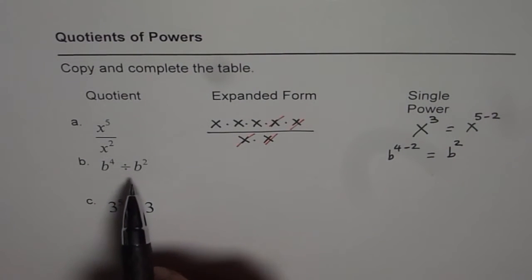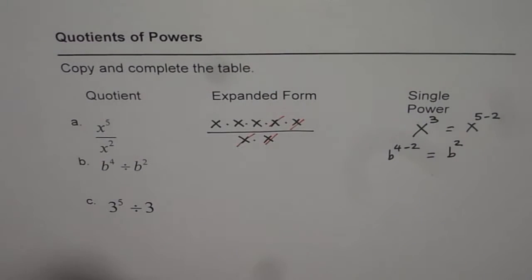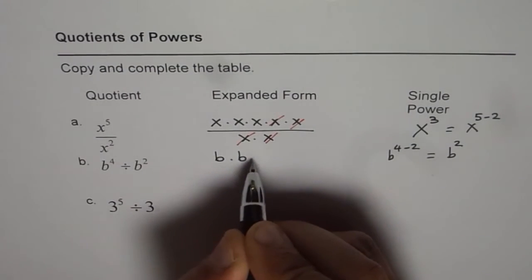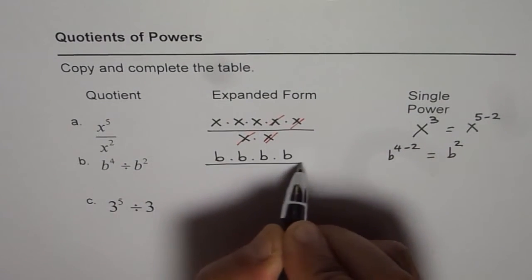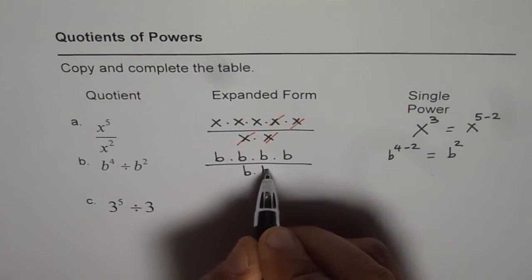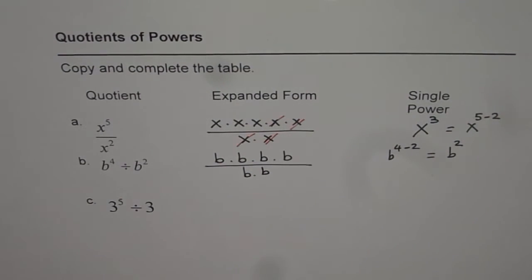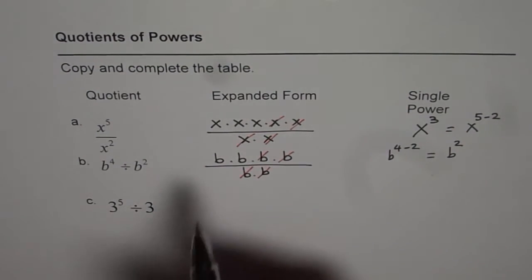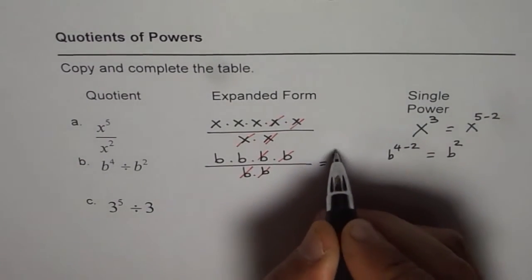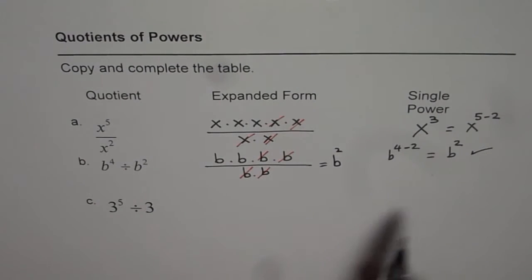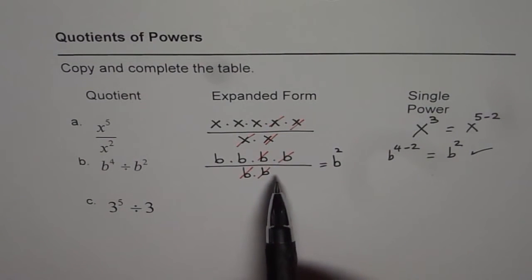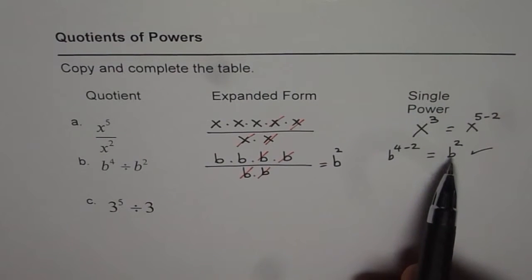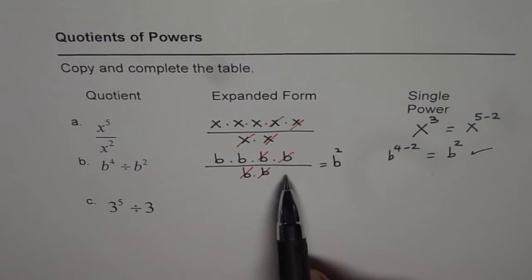Now let us see, do we get the same result using expanded form? Let's try it out. B to the power of 4 means b times b times b times b, divided by b squared, b times b. Now again we can simplify, so we get what? 1b and the second b's get cancelled, and we are indeed left with b squared, correct? So we get the same result. So either way, we could write this expression in the single form by using the quotient rule or by using expanded form.